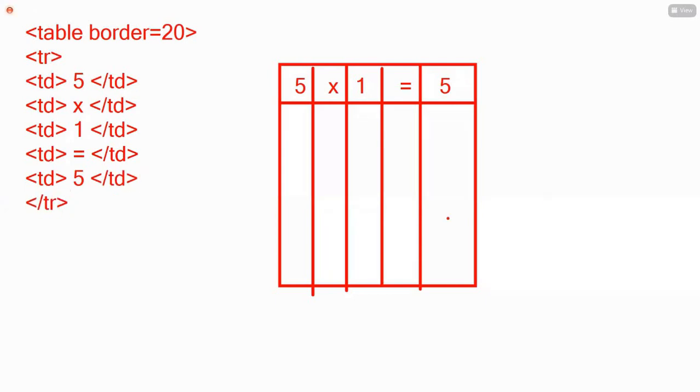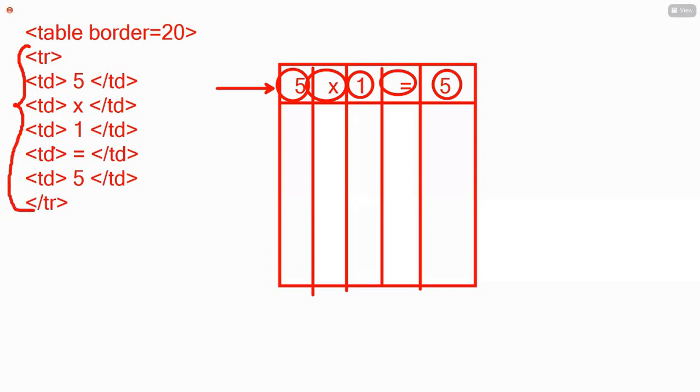Now you observe, table border equal to 20. This table border is 20 pixels. TR is the first row. In the first row, one cell is TD, again the second cell, third cell, fourth cell, fifth cell. That row is completed. This is for the first row.